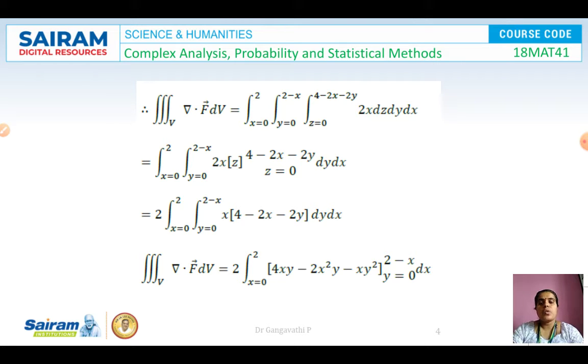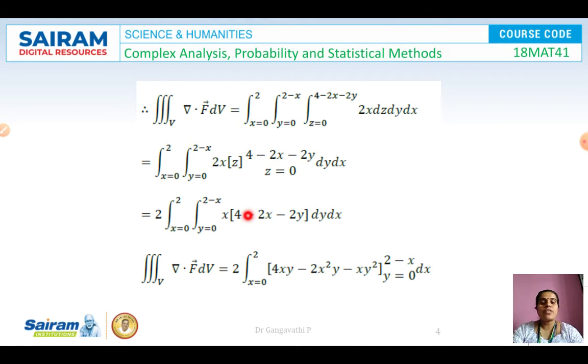So 2 can be written outside. Integral x varies from 0 to 2, y varies from 0 to 2 minus x. The upper limit for z is this, and the lower limit becomes 0. So dy dx is as it is. Therefore, the triple integration of del dot vector f can be written as 2 times integral of x, which we are keeping as it is, with respect to x, and now we are going to integrate this with respect to y.